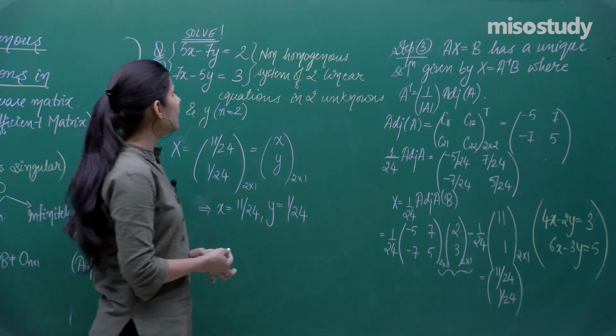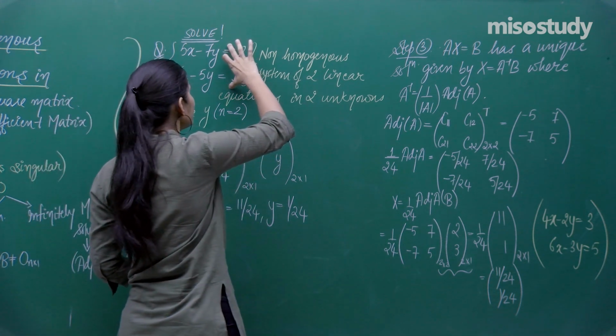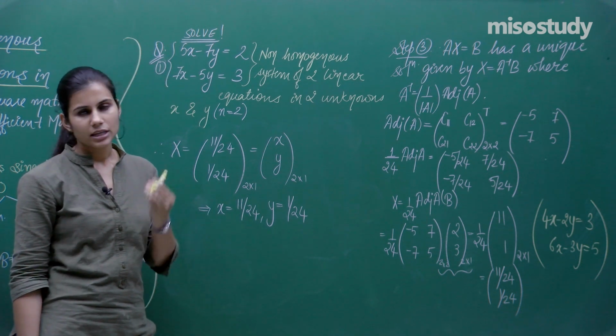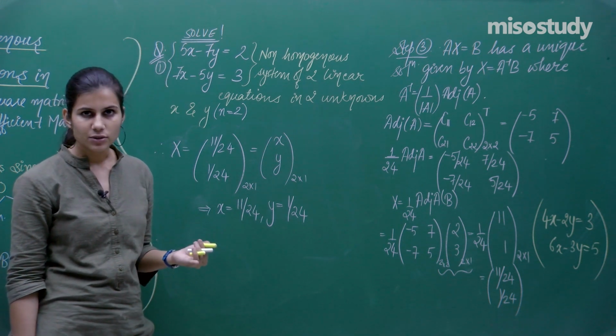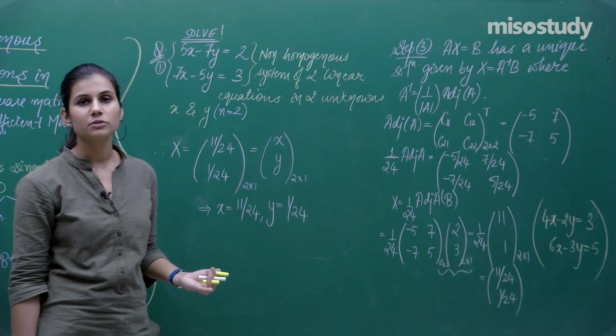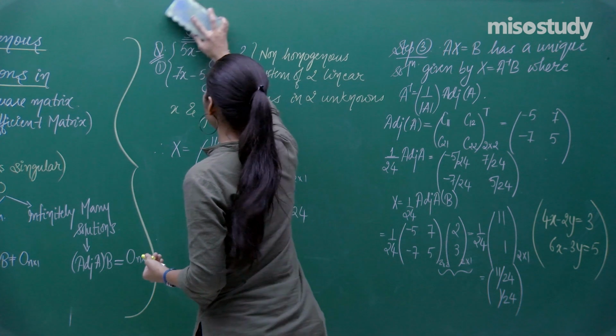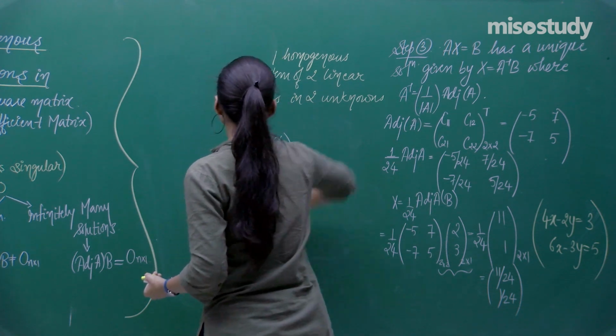This is how you tackle those systems of non-homogeneous linear equations in which the number of equations is the same as the number of unknowns, wherein the determinant of the coefficient matrix is non-zero. But if I take this next question that we have, let's consider this.